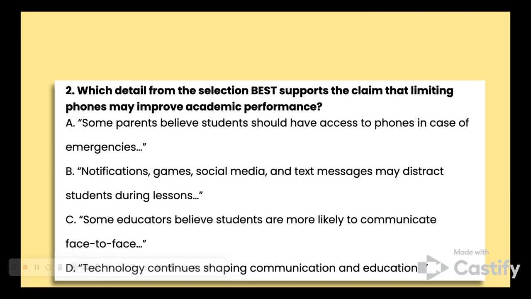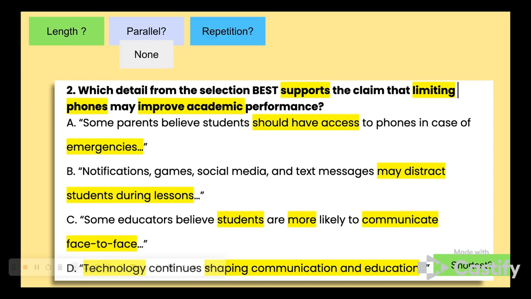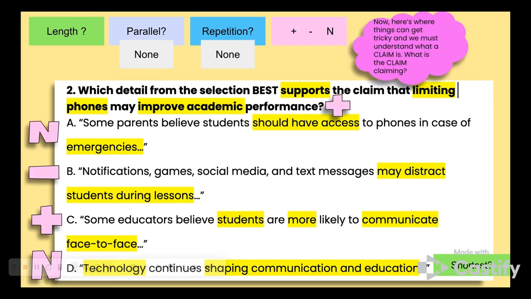All right, so if I remember correctly, this one is a doozy. Okay, so length, this one's the shortest, so there's that. Parallel, not really. Repetition, not really. Positive, negative. So we see that it's going to improve, so that's positive. Neutral, negative, positive, neutral. Okay. So here's where things get a little bit tricky.